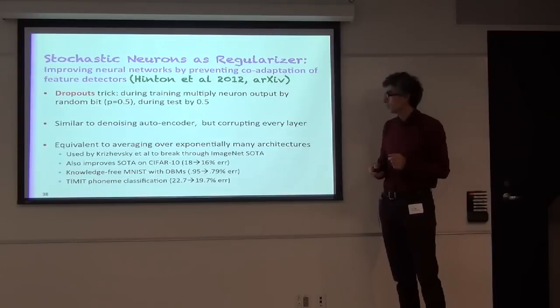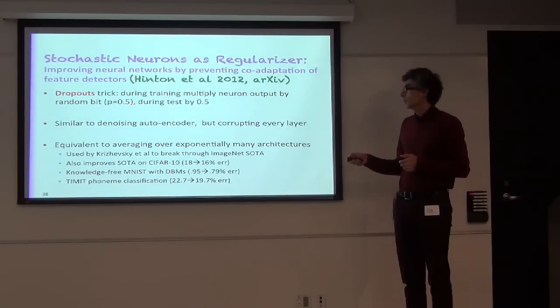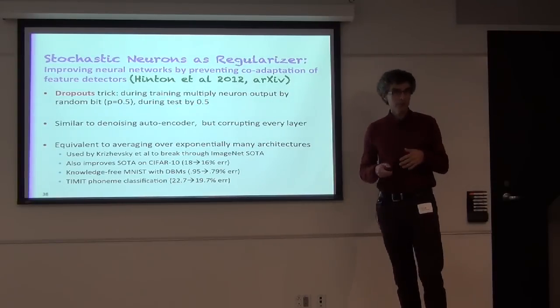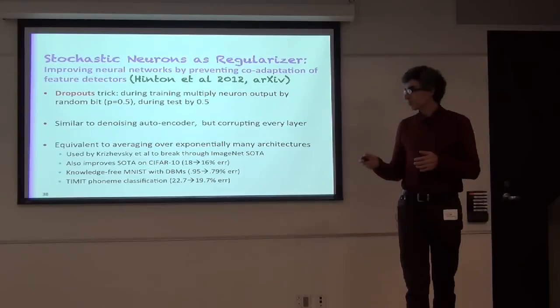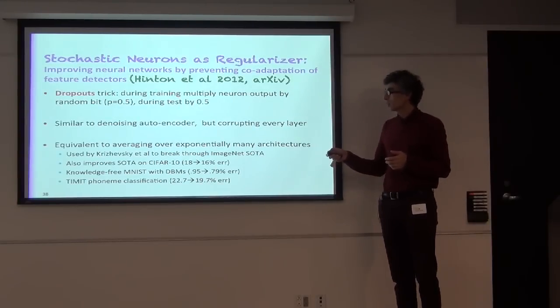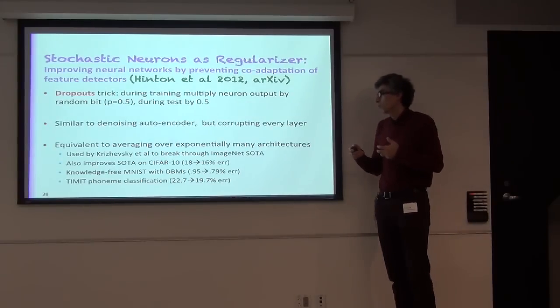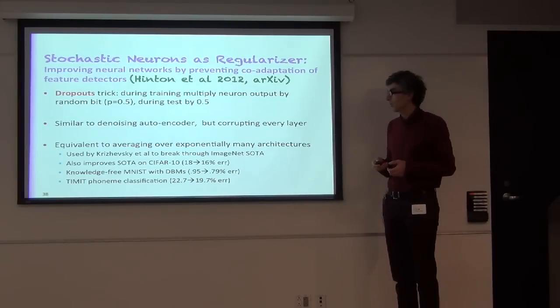We do that for all the layers. However, at test time, you don't do this random thing. You just multiply by 1/2. So on average, it's the same thing. But what happens is during training, the features learn to be more robust and more independent of each other and collaborate in a less fragile way.